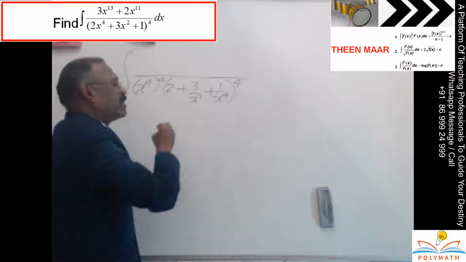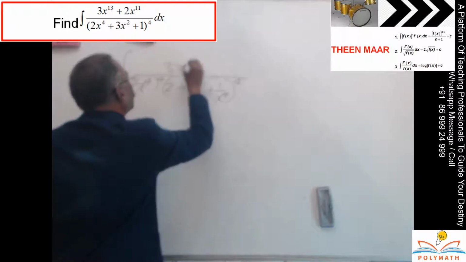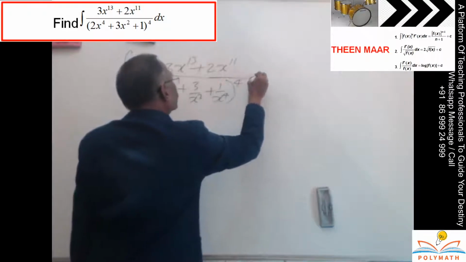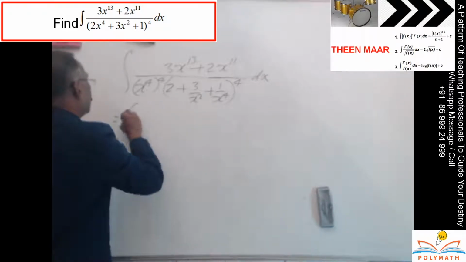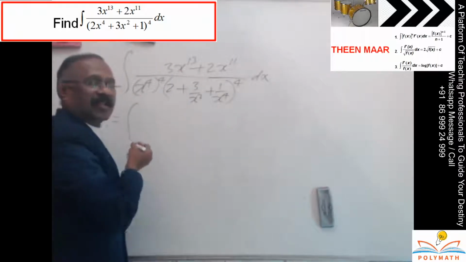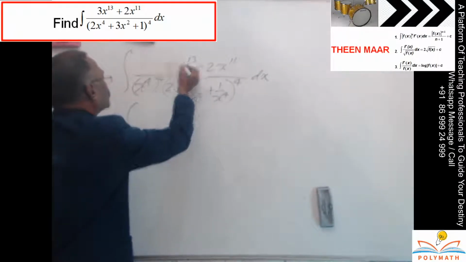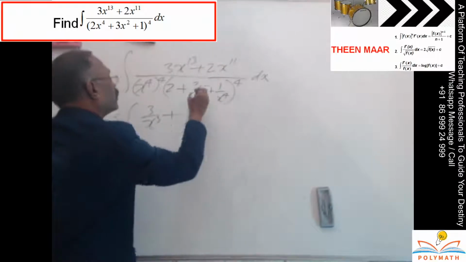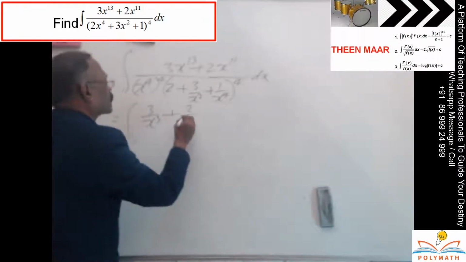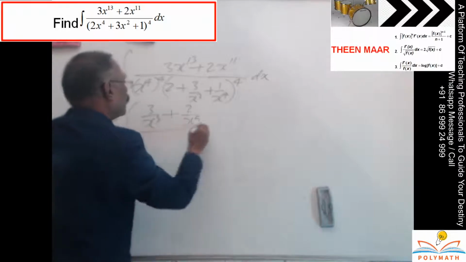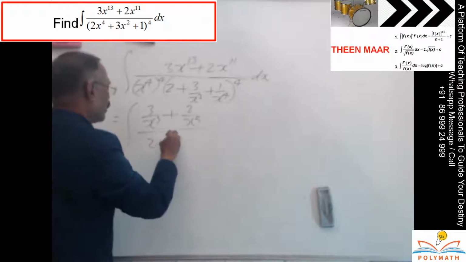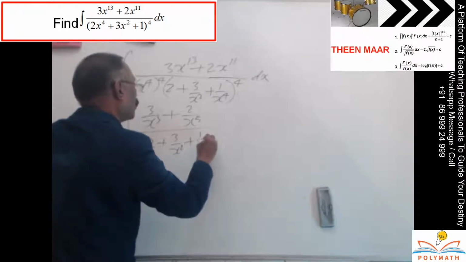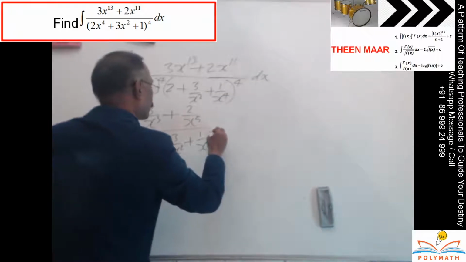Write the numerator as it is: 3x power 13 plus 2x power 11 dx. Now, let me divide this. Let me send the denominator through the numerator. x power 13 by x power 16, what do you get? x power 3, so 3 by x power 3. Here you will get 2 by x power 11 by x power 16, x power 5, divided by 2 plus 3 by x square plus 1 by x power 4 whole power 4 dx.